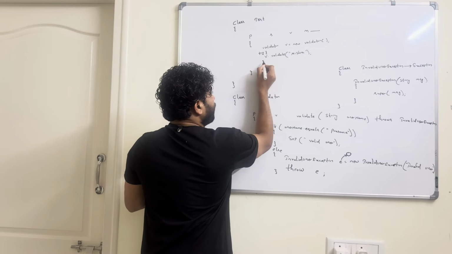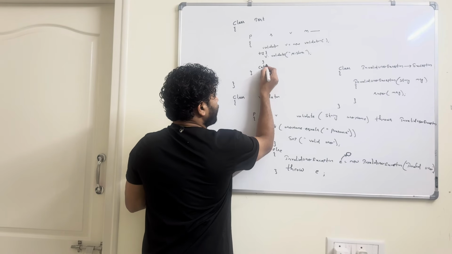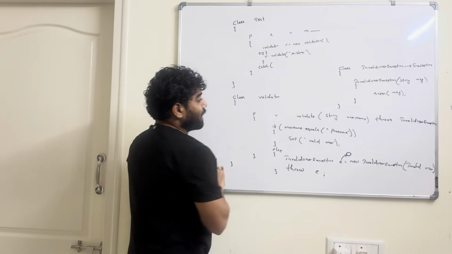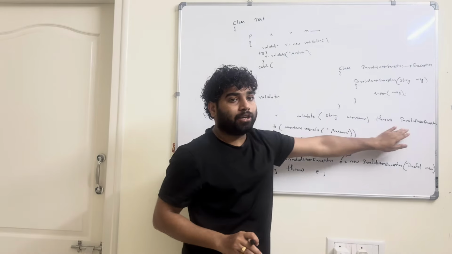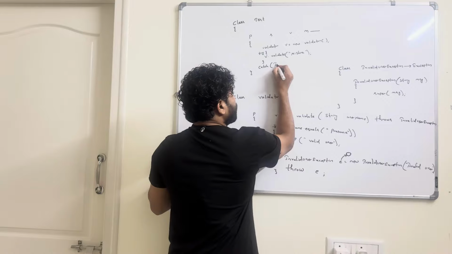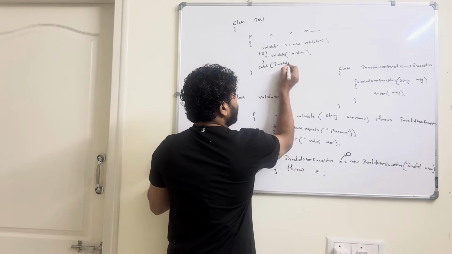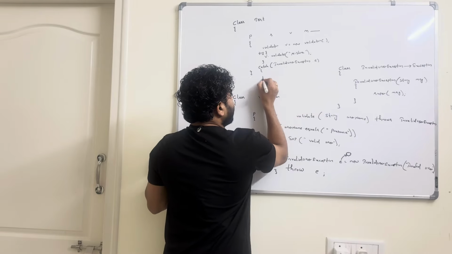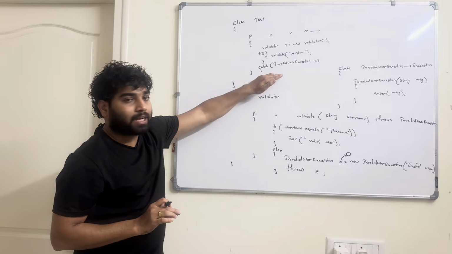Okay, so here itself I need to write a try and catch block. Which catch block do I need to write? Invalid user exception. So we need to define the invalid user exception here. Then I can write the respective handling logic.